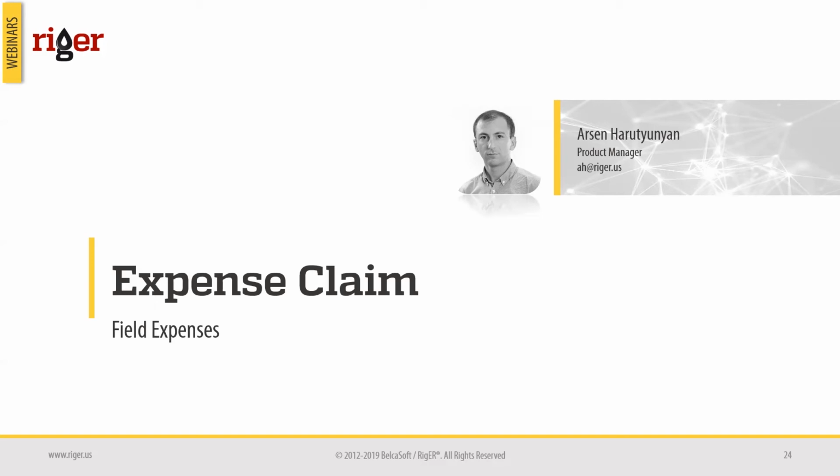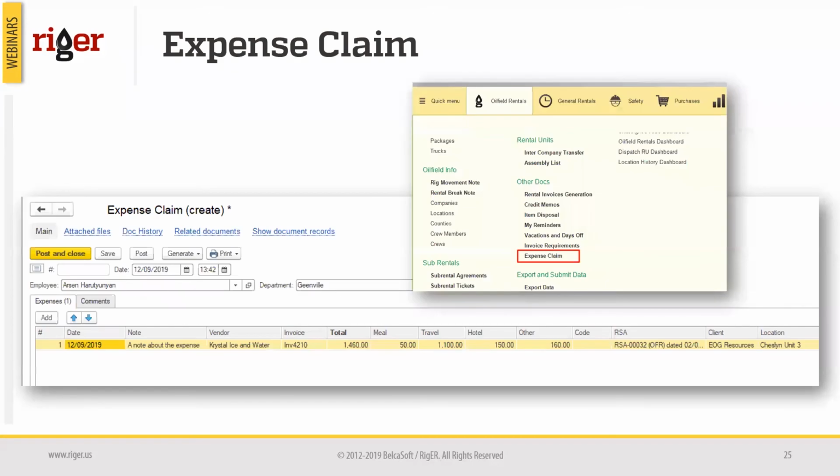Yeah, sure. All right, let's talk about the expense claim. Now, expense claim is a relatively new document in our system. It's a part of the purchases module, but as you can see, it is located mainly under the Oilfield Rentals menu. The main reason for this is that the expense claim is meant to be used by your field technicians and your field personnel, and these people do not usually have access levels for the purchases module. Otherwise said, this is the only place that the field technician or the person in the field would be able to see the expense claim document, either in his cloud operations or on his mobile device.